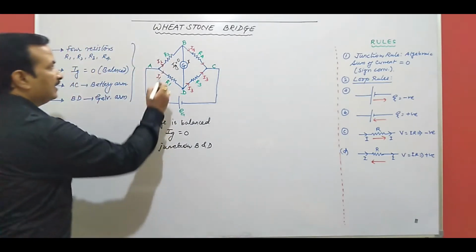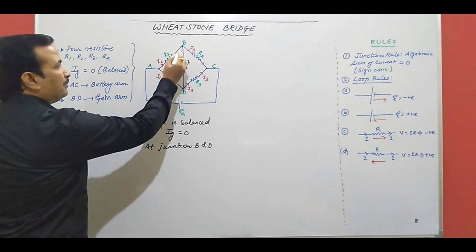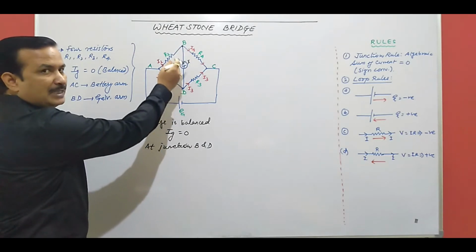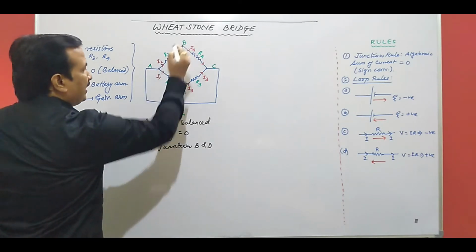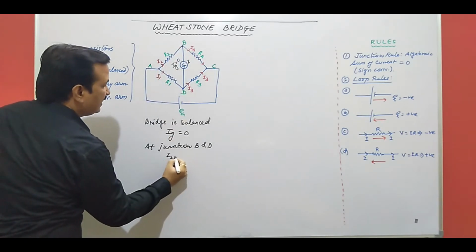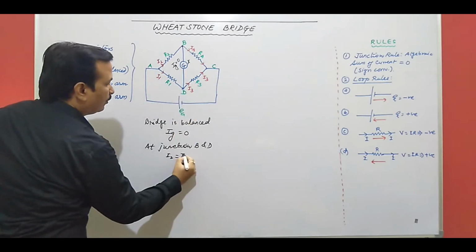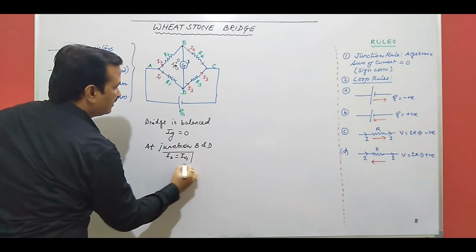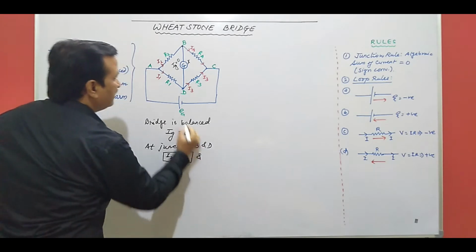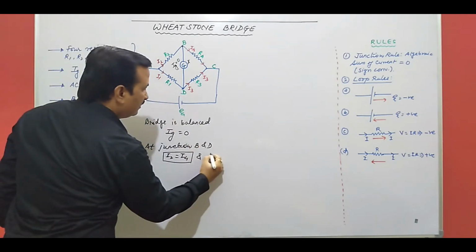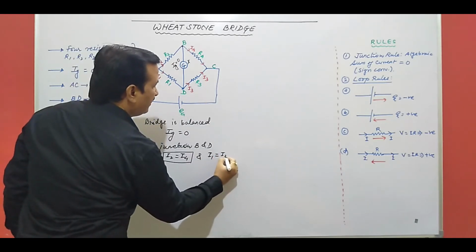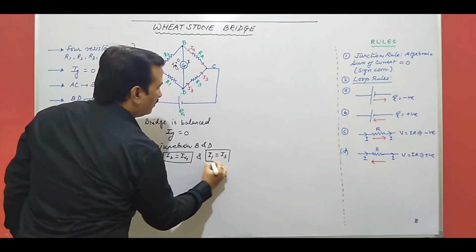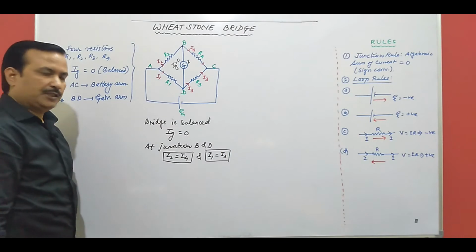What does it say? Current at B, here no current is going, no current is going through the galvanometer, so which current do we have to take? I2 going towards the junction is equal to I4 going away from the junction, and at D, I1 coming towards the junction is equal to I3 going away from the junction.